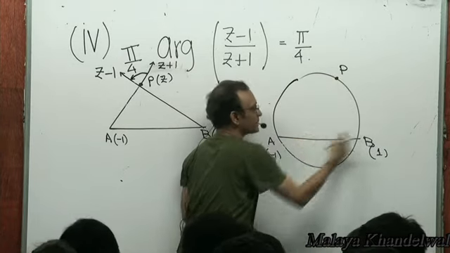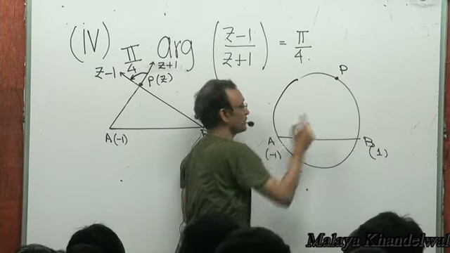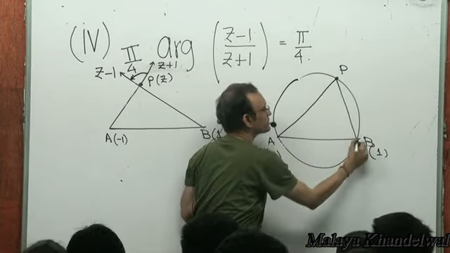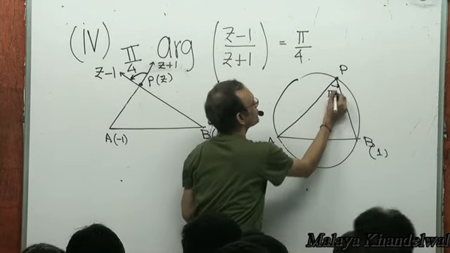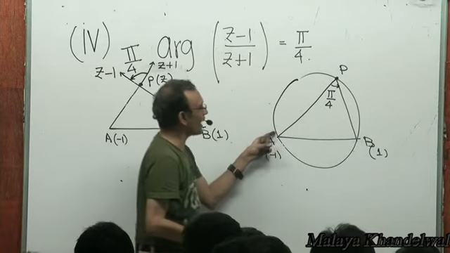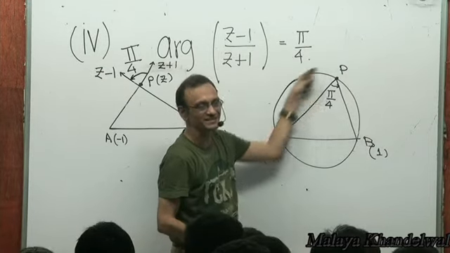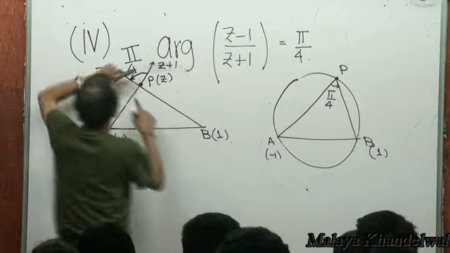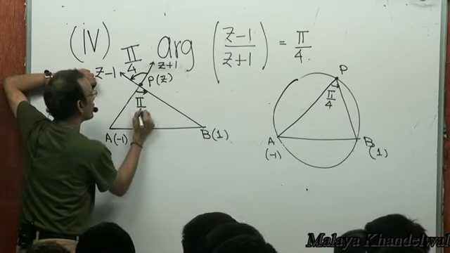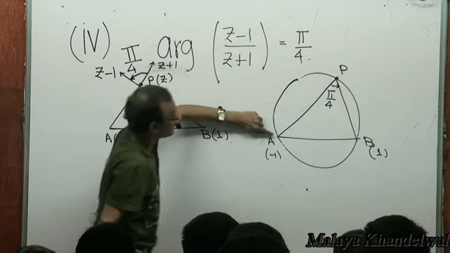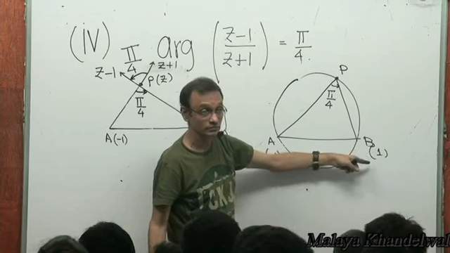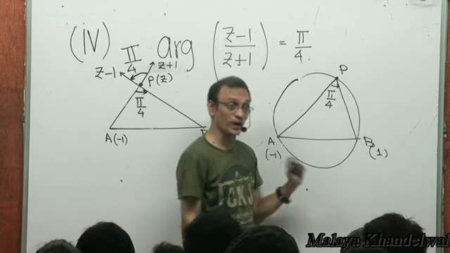and it has a major segment and a minor segment, and on this circle AB subtends pi by 4 at any point on the major segment. So that means P could lie anywhere on this major segment and this angle will be pi by 4. If this is pi by 4, this is also pi by 4. Right? So P describes the major segment of the circle, not the minor segment. Not the minor segment. Why?